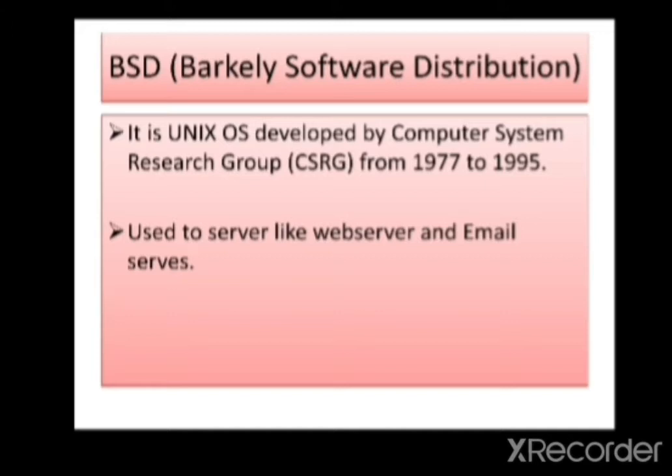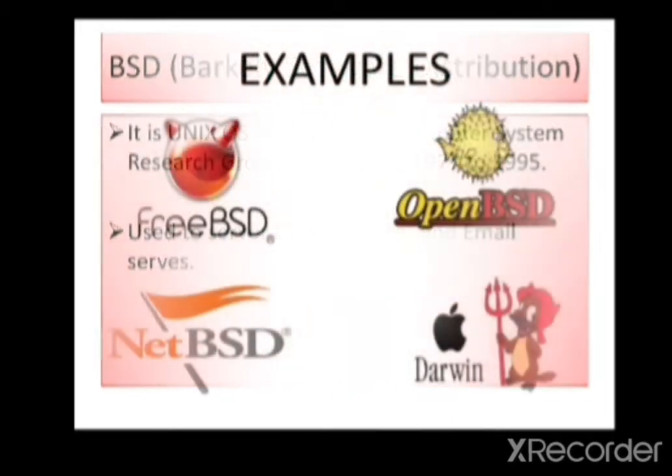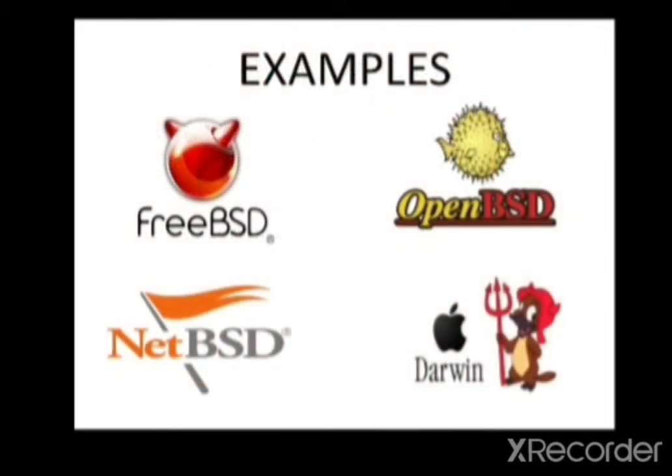BSD is used for servers like web servers and email servers. Examples of BSD are FreeBSD, OpenBSD, NetBSD, Darwin and PC-BSD. In turn, it has been integrated completely or in part into modern proprietary operating systems. Example, the TCP/IP network code in Windows NT 3.1.